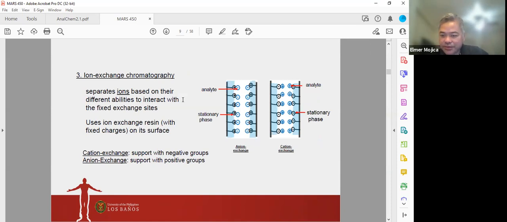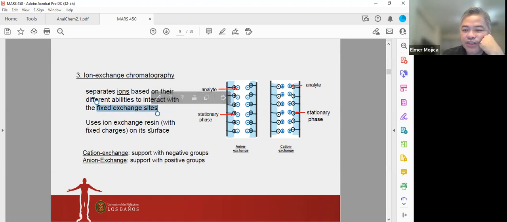So we have adsorption, we have partition. Okay. The next type of liquid chromatography is ion exchange chromatography. Here it separates ions based on their different abilities to interact with the fixed exchange site. So you take advantage here of the difference in their charge. So you use an ion exchange resin here with fixed charges on its surface.